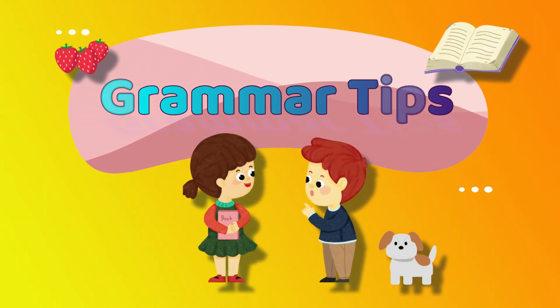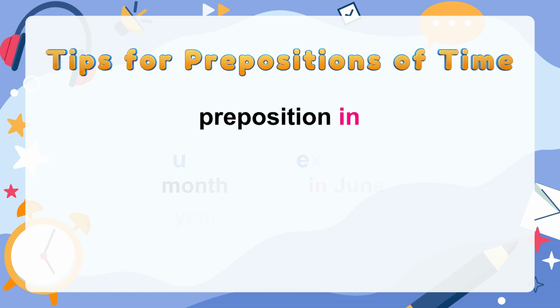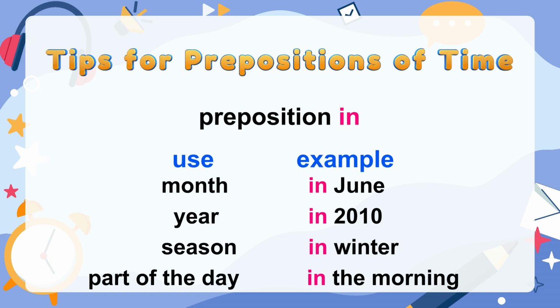Grammar tips. Tips for prepositions of time. The preposition in is used with a month, such as in June. It's also used with the year, in 2010. In is used with a season, in winter. In is also used for part of the day, such as in the morning.